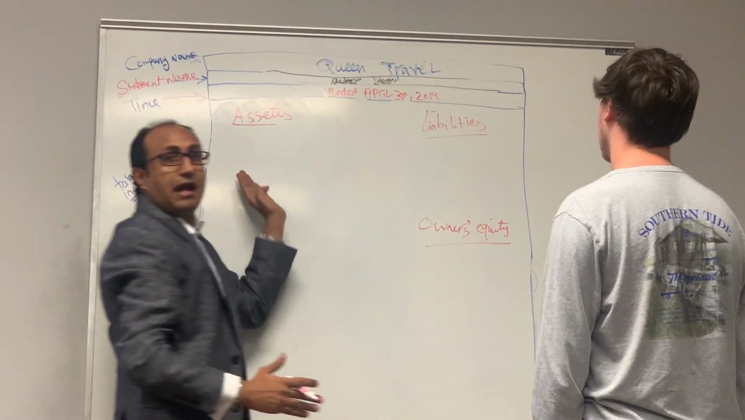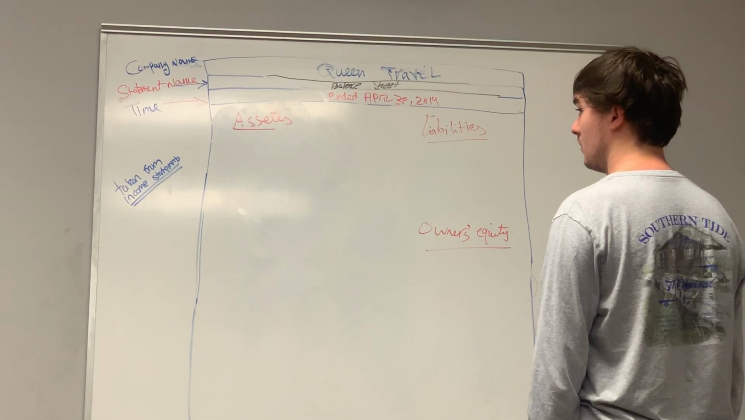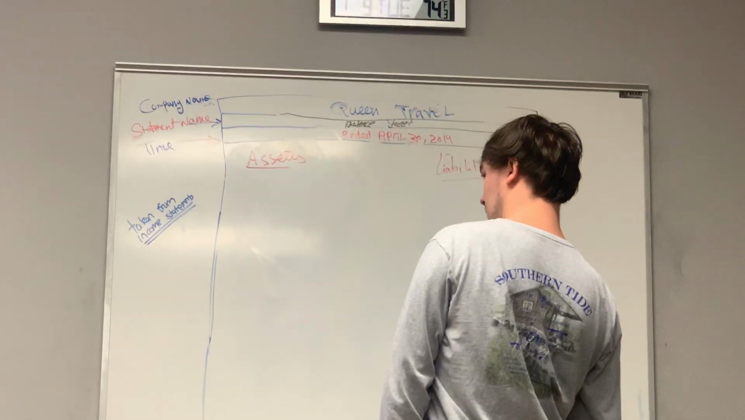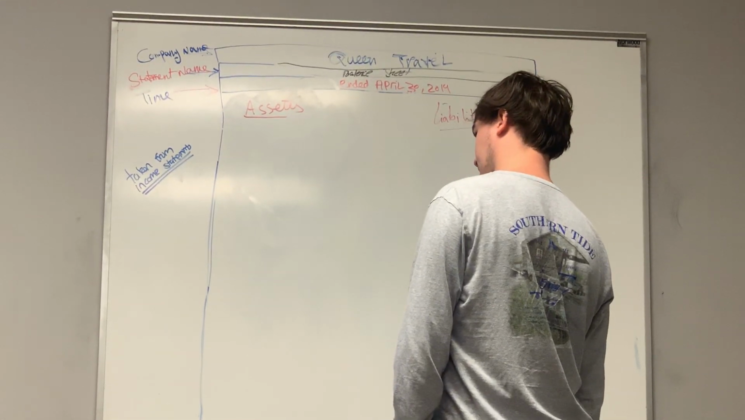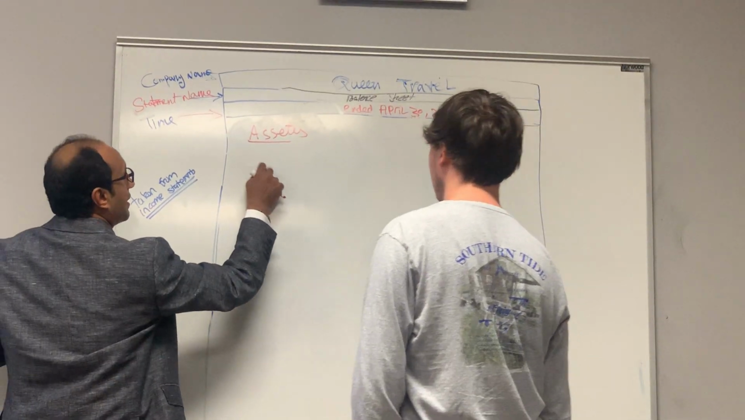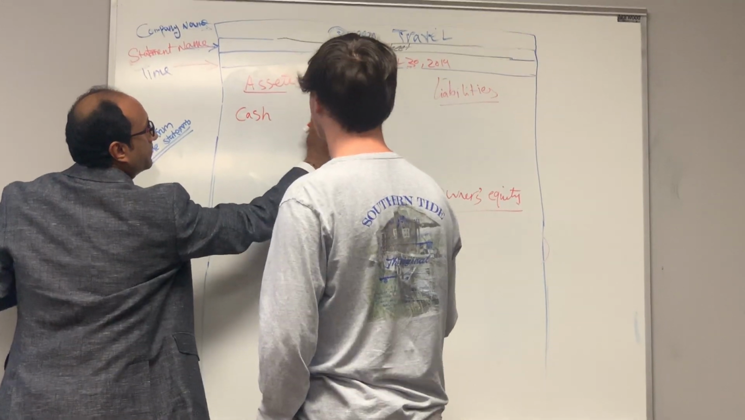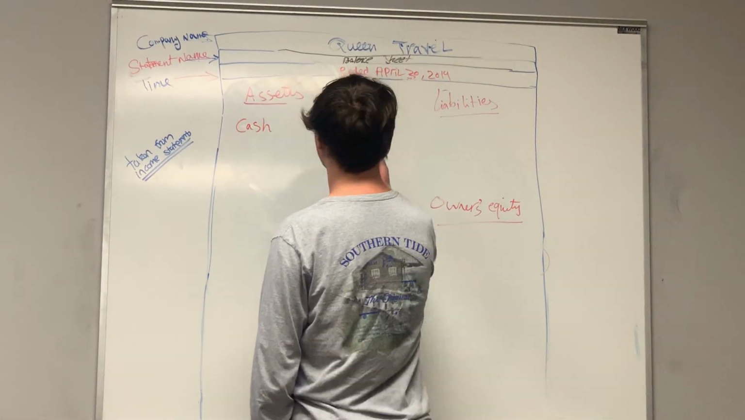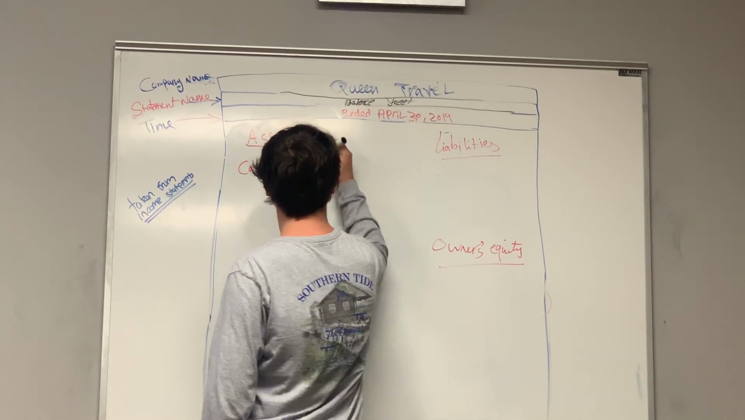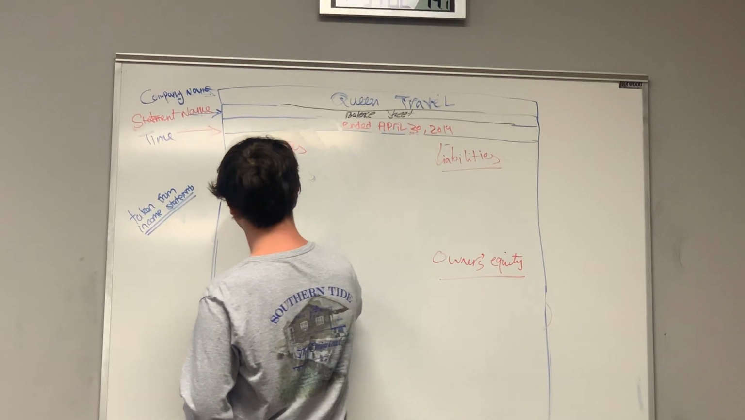Assets, we have assets. How many assets do we have here? Assets always start from the cash. We have cash here, number 53. Write down here please: cash and the number, 53,000 dollars. Pay attention.